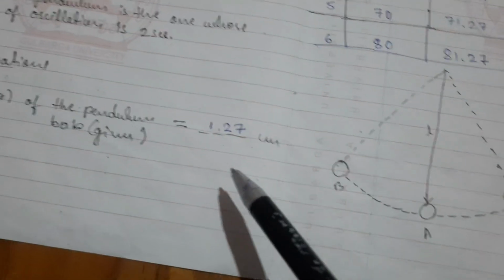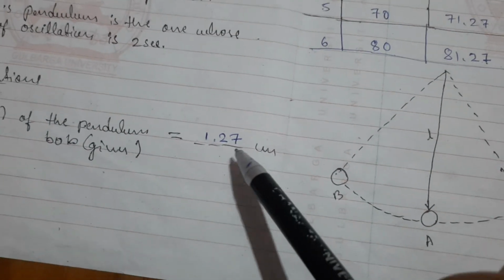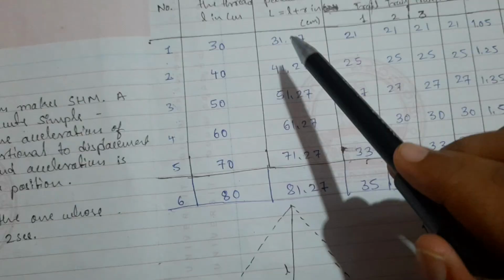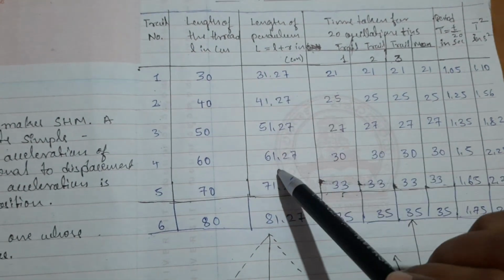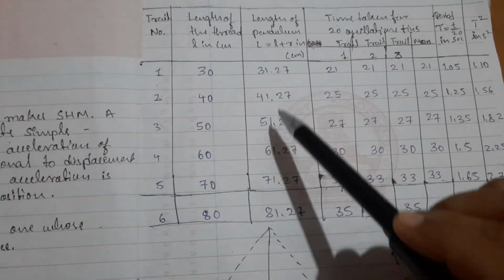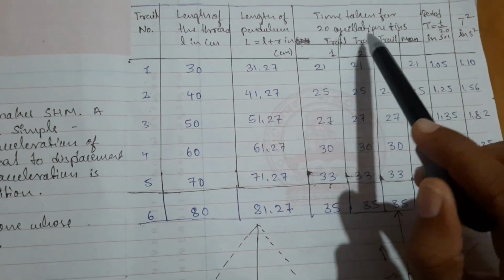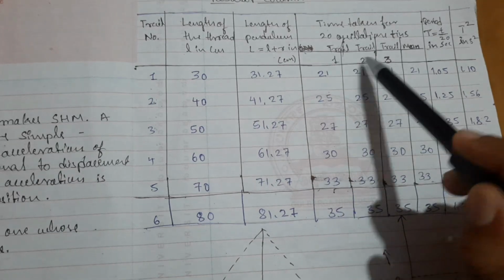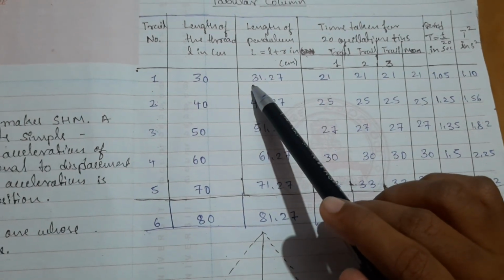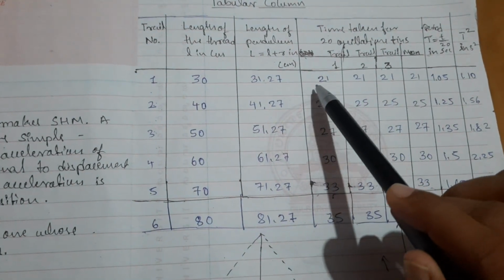So radius of the bob, how much did we find? 1.27. So you should add this to the length of the thread. You will get the length of the pendulum. Next, the time taken for 20 oscillations. You can take 3 trials for the same length of the pendulum.